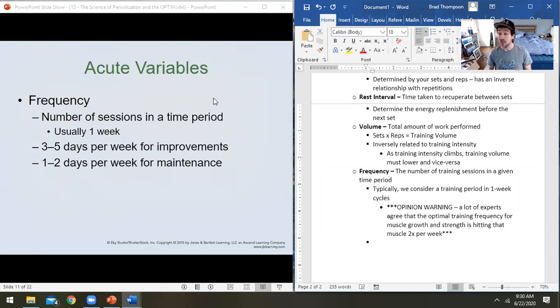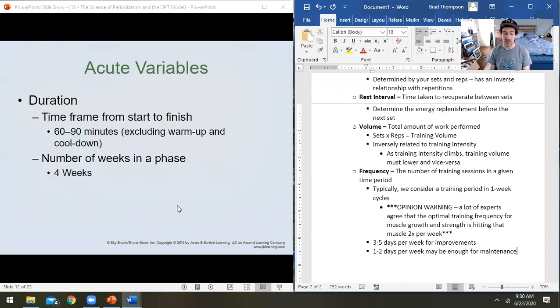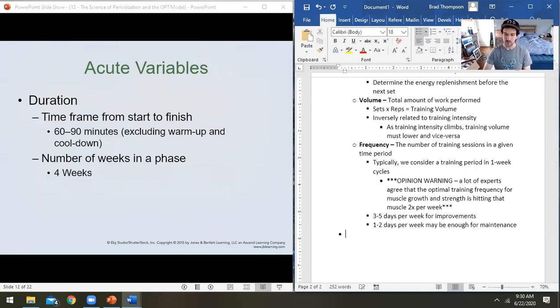So here's the other thing. This is in your books. In terms of optimal training frequencies, you want to train about 3 to 5 days per week for improvements, but 1 to 2 days per week may be enough for maintenance. If you are worried about losing muscle or losing strength, 1 to 2 days a week may be enough to keep that from happening.